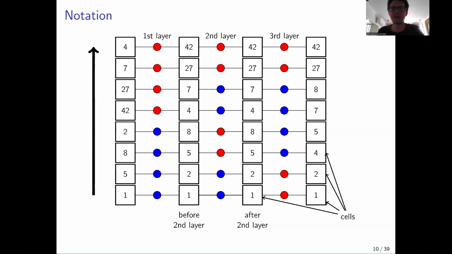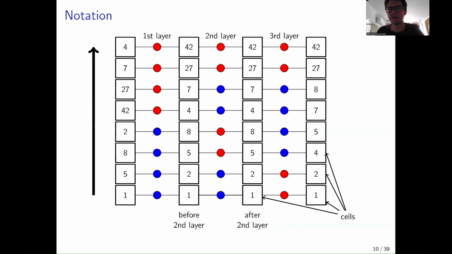And we also have these columns of square cells, and this is just the content of our array at different moments. Let's say the leftmost column is the content of our array at the very beginning, and we assume that the indices of the array go from the bottom to the top. And the second column is the content of the array after the first layer of the network, so after we did the sortings in the k-tuples in the first layer.